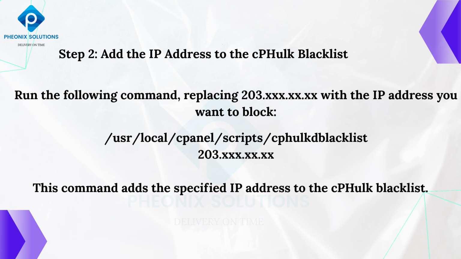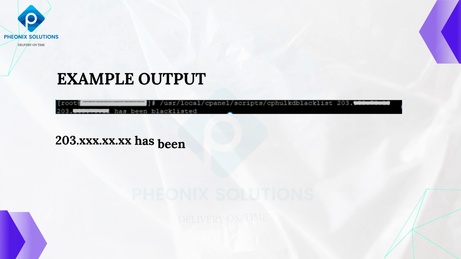/usr/local/cpanel/scripts/cphulkd blacklist 203.xxx.xx. This command adds the specified IP address to the cPHulk blacklist. Example output: 203.xxxxx has been blacklisted.